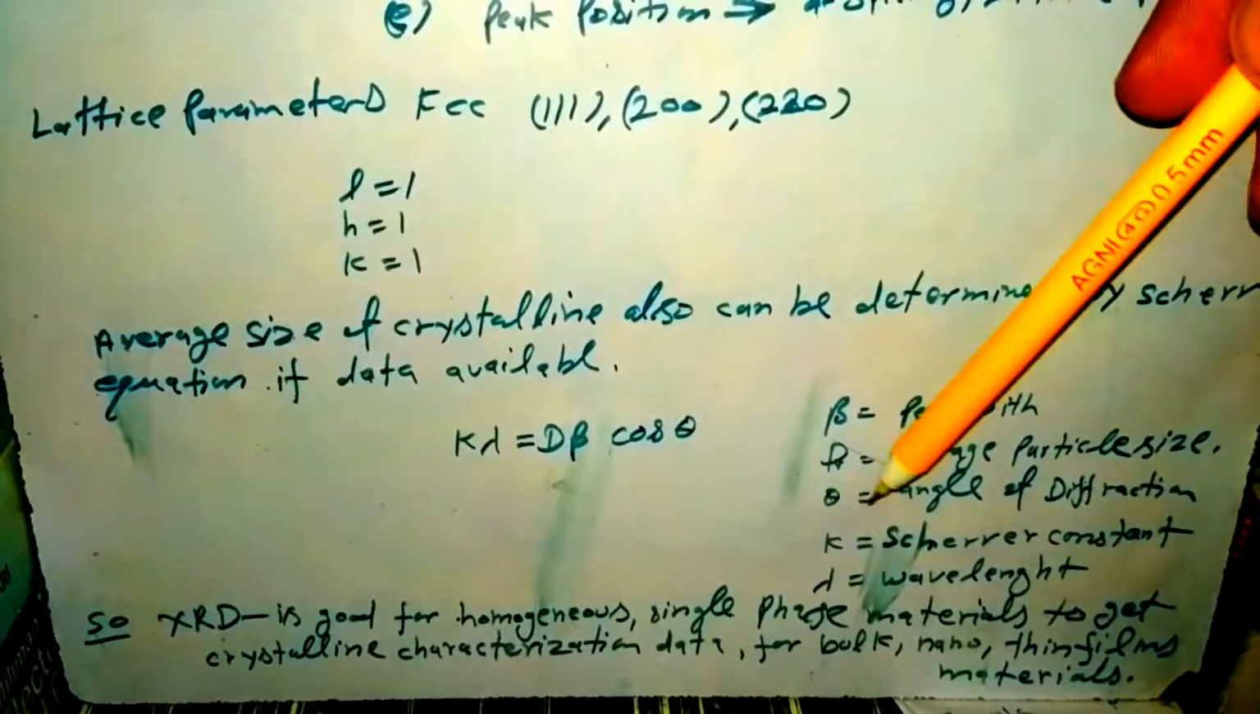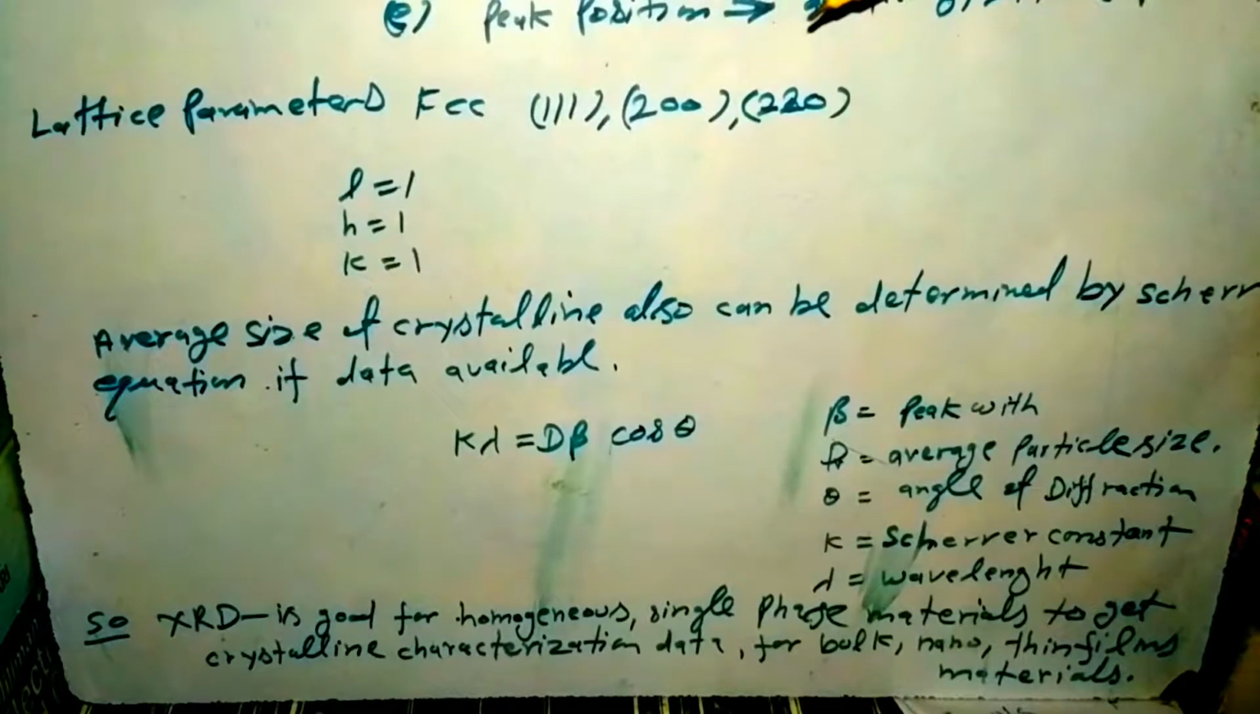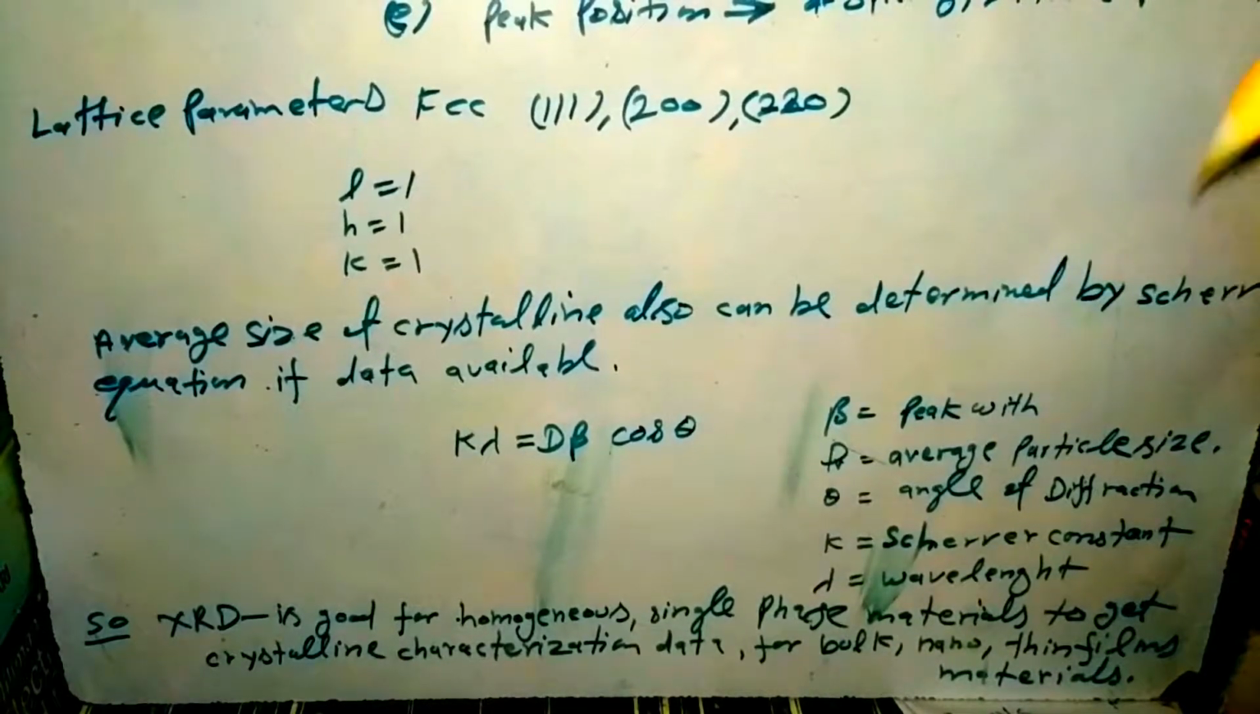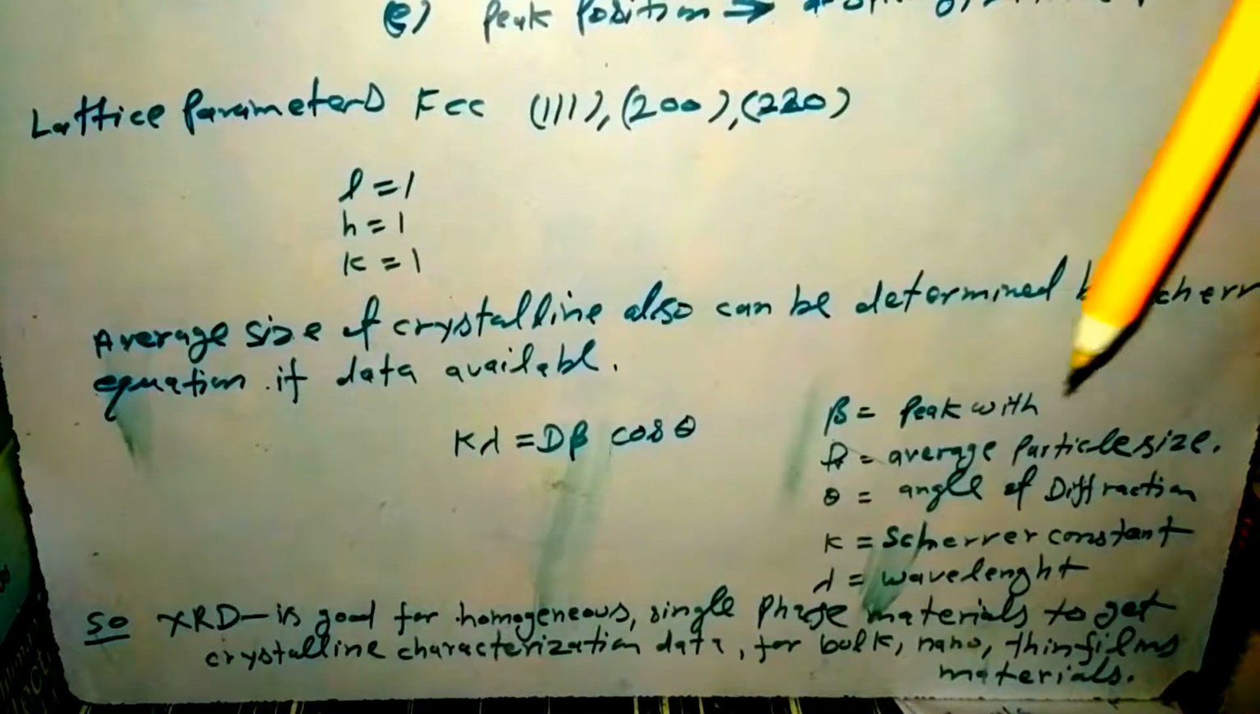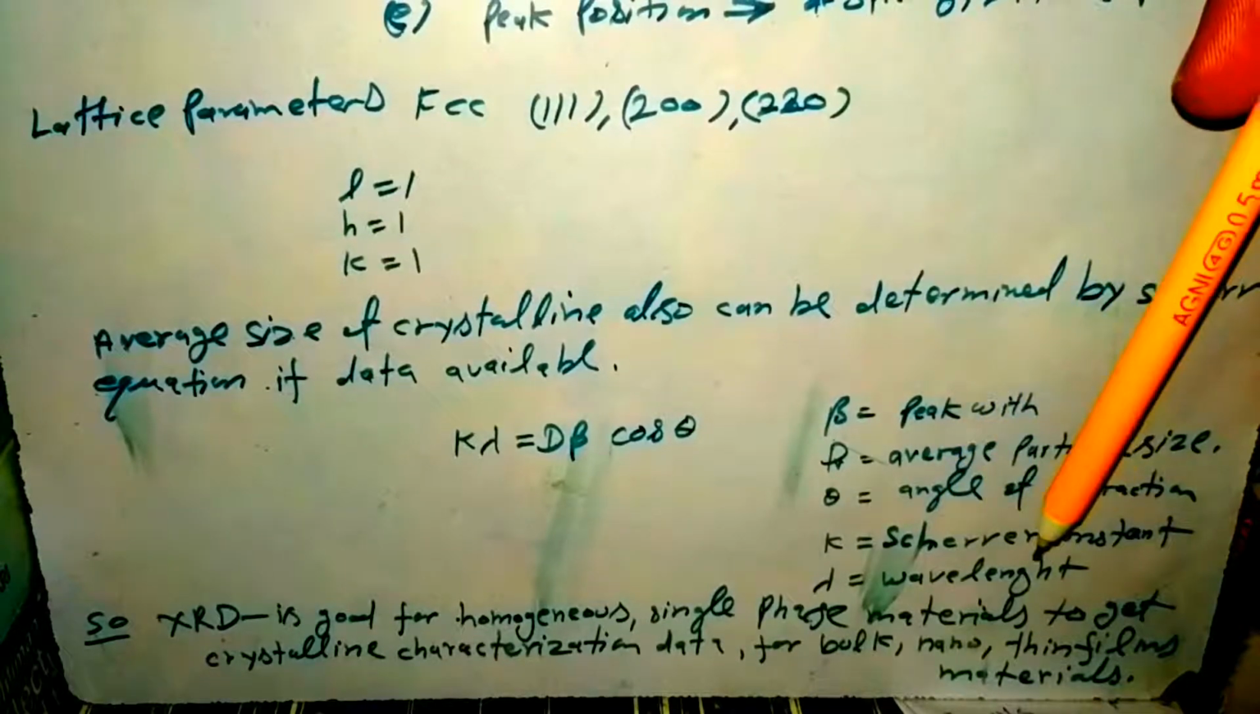From that equation we can find out the Scherrer constant of the copper. Finally, I see that XRD is a good method for homogeneous and single phase crystals in bulk to find the characterization data. If the sample crystallite is heterogeneous and has multiple phases, then I don't recommend XRD. XRD is good for single and homogeneous crystallites, and also good for finding the characterization data for nano and thin films.